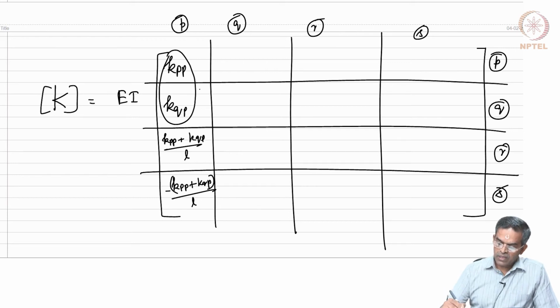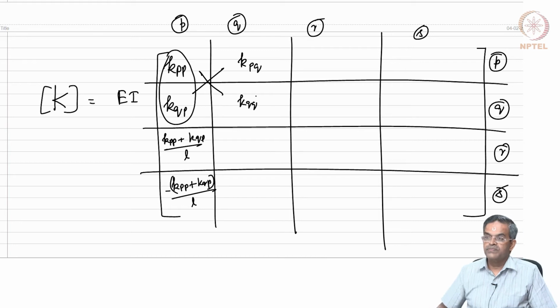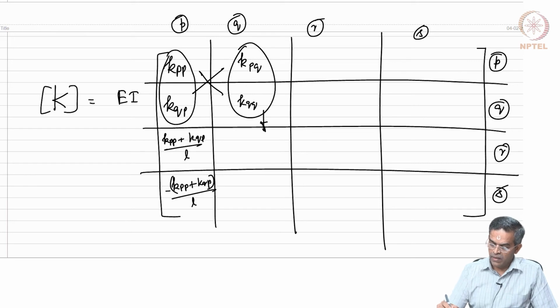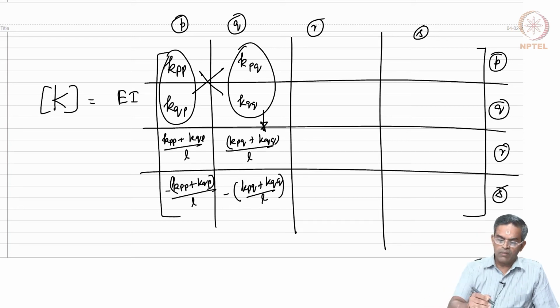The second column is just the cross of this. So, this becomes Kpq and this is Kqq, and the sum of these two by L will be here. So, Kpq plus Kqq by L. The fourth one is negative of this. Coming to the third column of this matrix, the sum of these two by L will be here.